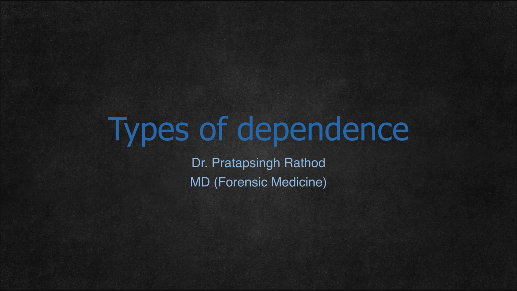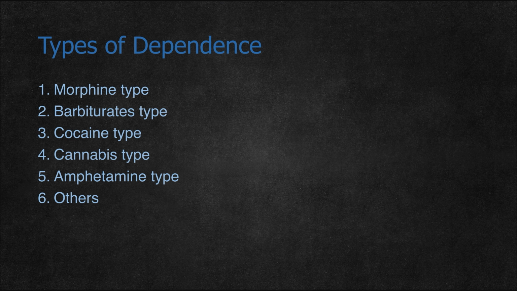In today's video, we continue with substance abuse. We'll discuss types of dependency. There are different types of dependency classified based on which product the person consumes. One is morphine, barbiturate type, cocaine type, cannabis type, amphetamine type, and some other forms of dependency.